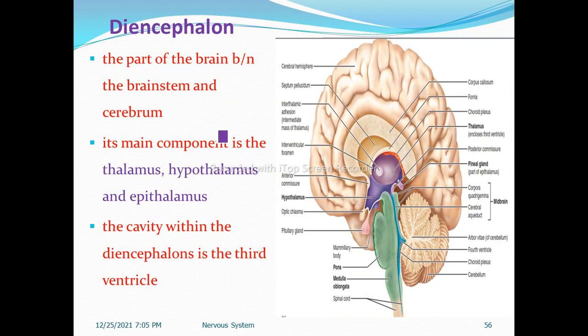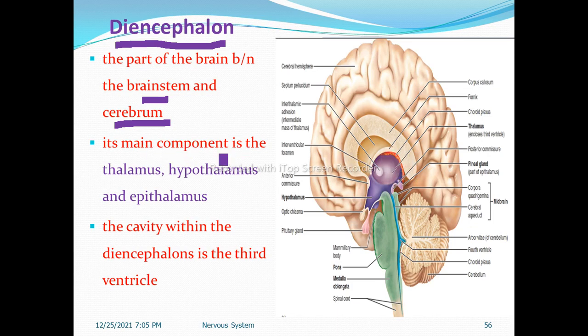Now we have completed the brain, the cerebrum. Now we start the second part of the brain. It's known as diencephalon. Diencephalon is the structure of the brain that's found between brainstem and cerebrum. So this is cerebrum. This is a brainstem. So this middle part is known as diencephalon.